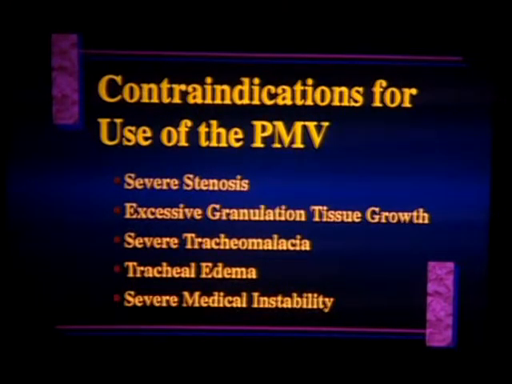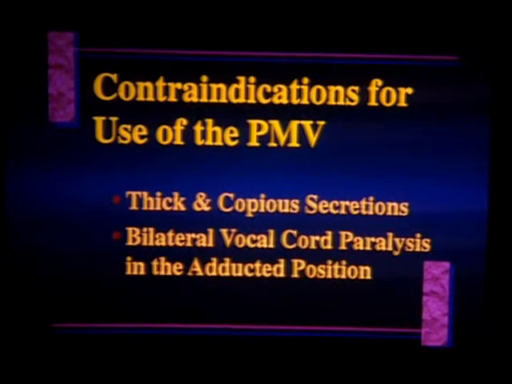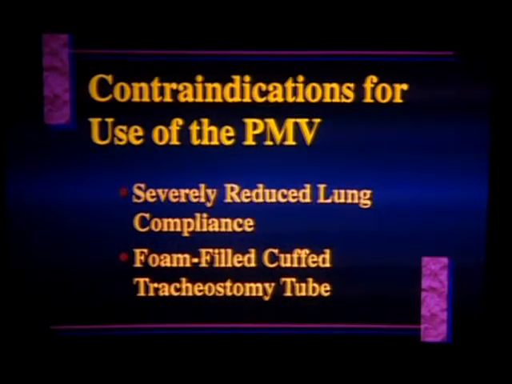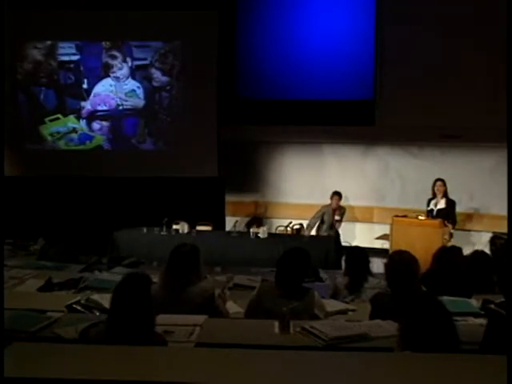Contraindications for use of the Passy-Muir valve include severe stenosis, excessive granulation tissue growth, severe tracheomalacia, tracheal edema, and severe medical instability. Thick and copious secretions, although it really doesn't happen that often in pediatrics, and bilateral vocal cord paralysis in the adducted position. Severely reduced lung compliance is another contraindication, and also the use of the foam-filled cuff tracheostomy tube, particularly the Bivona tracheostomy foam cuffed tube. Did anyone have any questions for Angela?